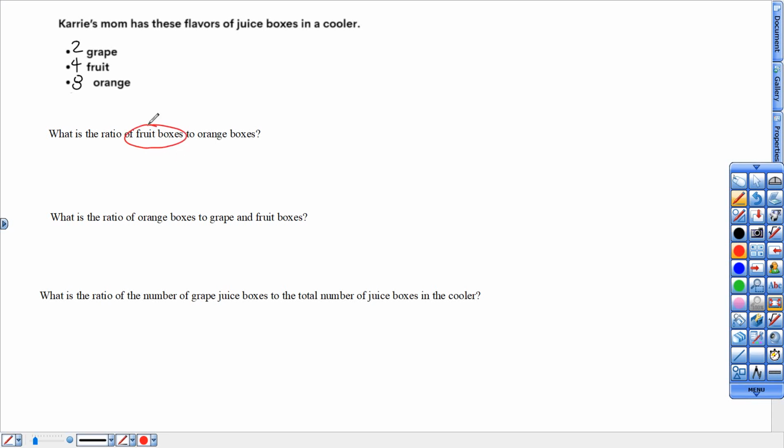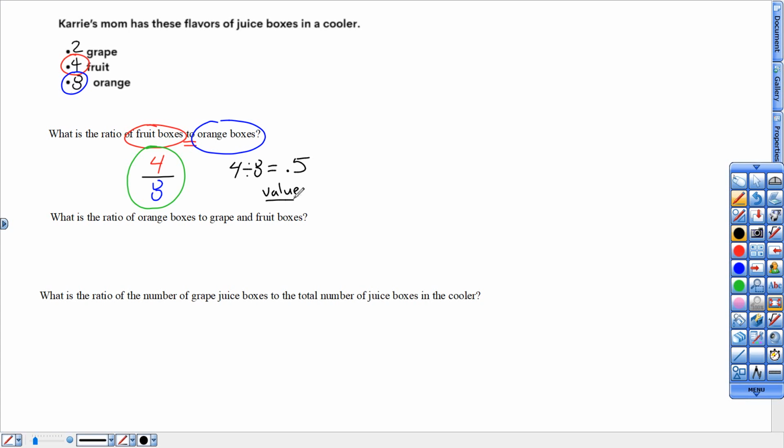So I could see fruit is 4, to number of orange boxes. So orange boxes is that 8 number right there. So if I wrote this as a ratio, we're going to write this as fractions. 4 to 8. That is the ratio of fruit boxes to orange juice boxes, 4 to 8. If I wanted to find the value of that, 4 divided by 8, that would give me 0.5. That's the value of that ratio, the value.